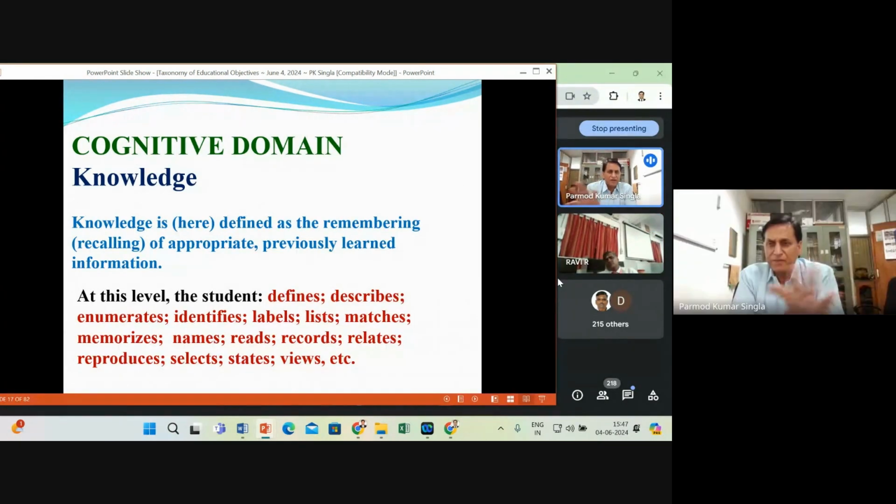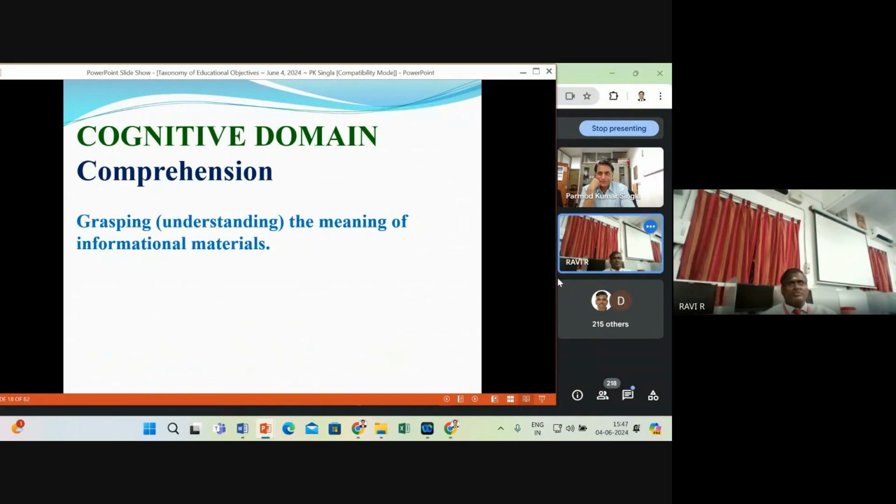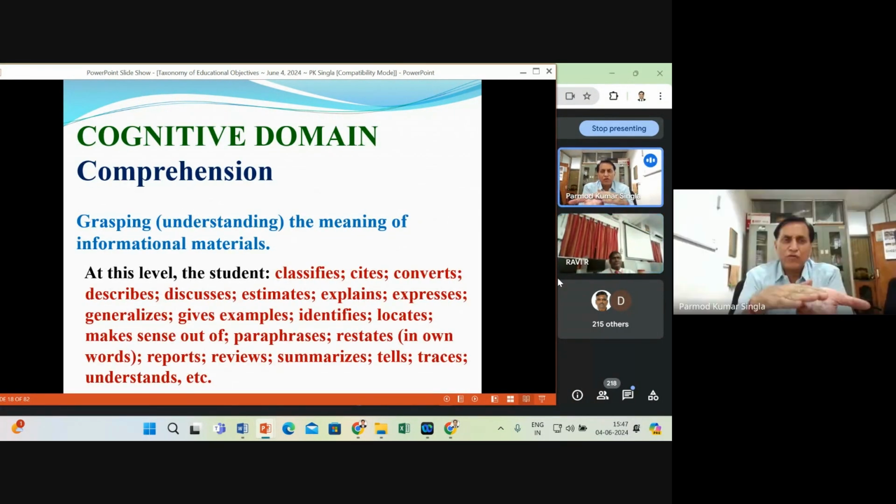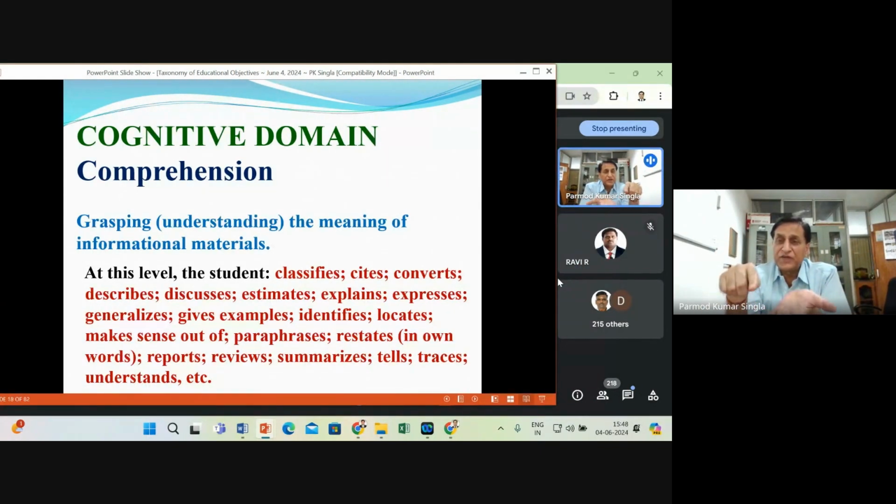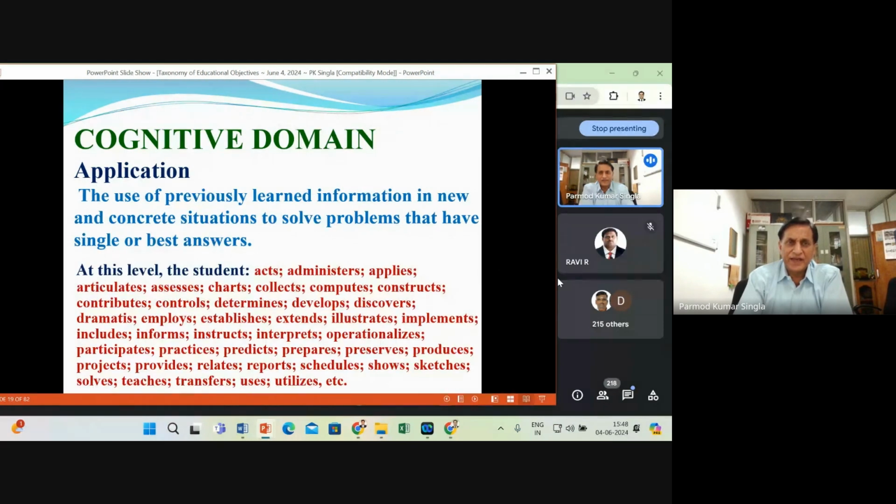Yeah, I will come to that. Mr. Ravi, just hold on for some time. At the level of comprehension, when he is able to understand the meaning, these are the terms which define the level of the student when he is able to comprehend. And similarly, at the application level, these are the action verbs.